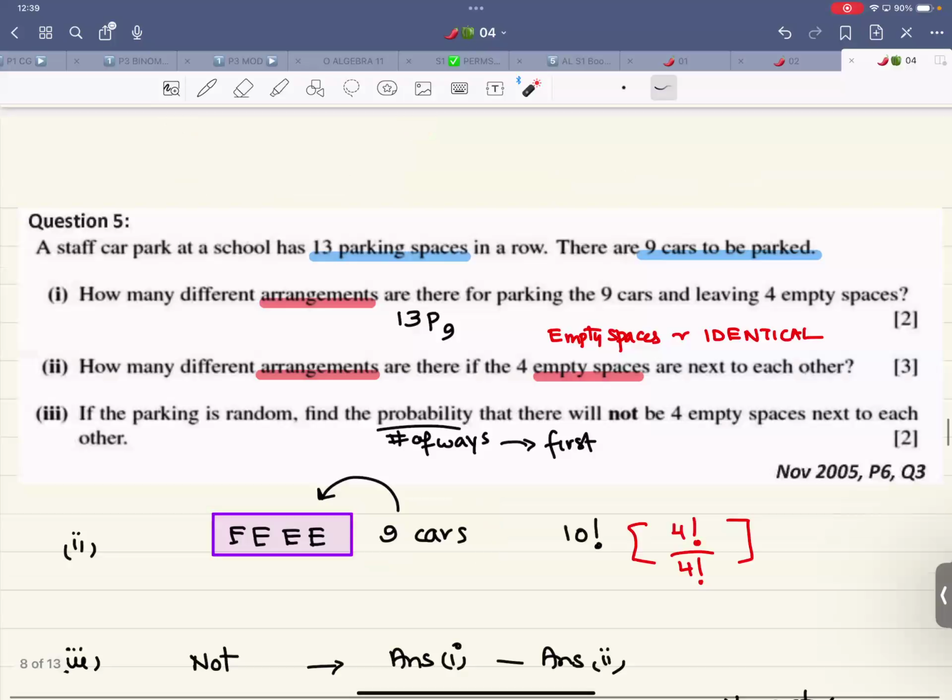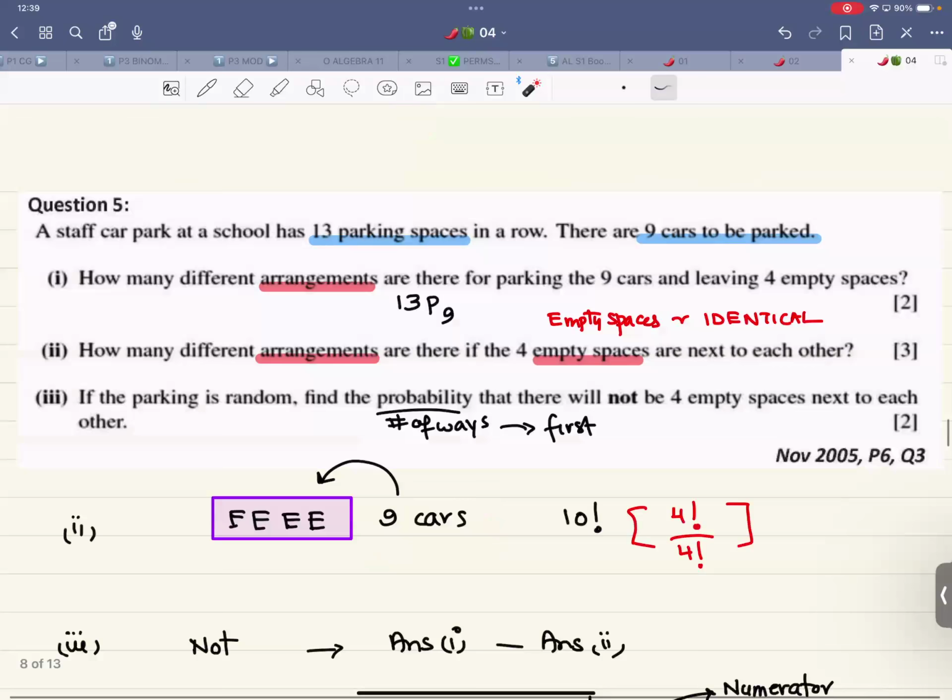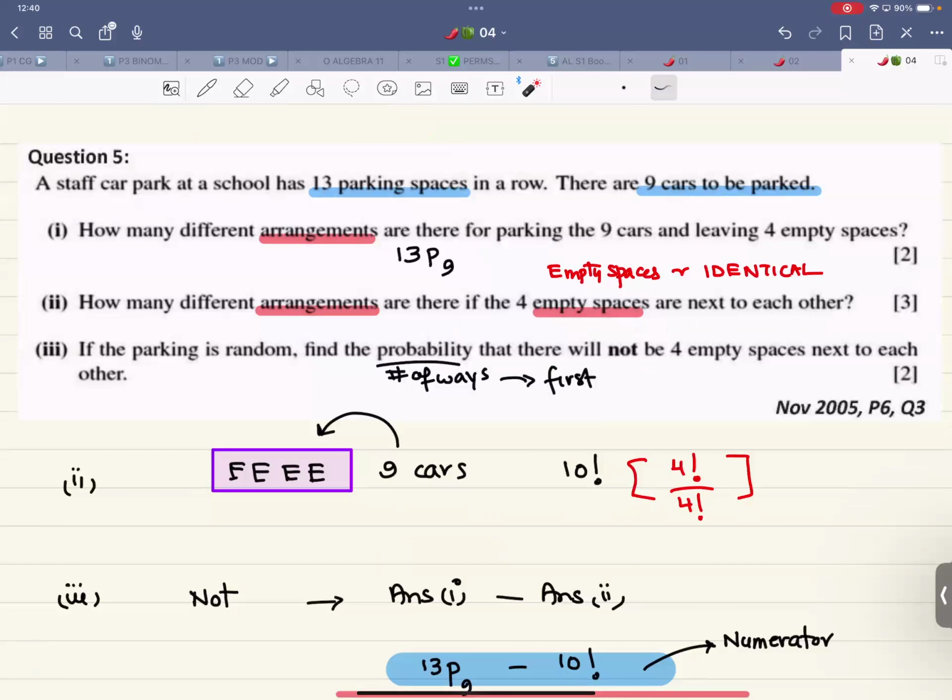Something like over here, a bit of probability and some assumption. It says a staff car park has 13 parking spaces in a row. There are 9 cars to be parked. How many different arrangements are there for the 9 cars, leaving 4 empty spaces? Now, the identical thing is for later on. The first part is basic, 13P9. That's the answer.